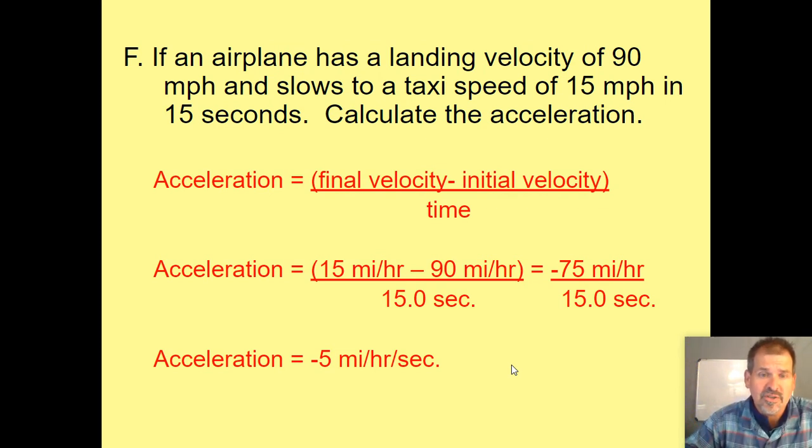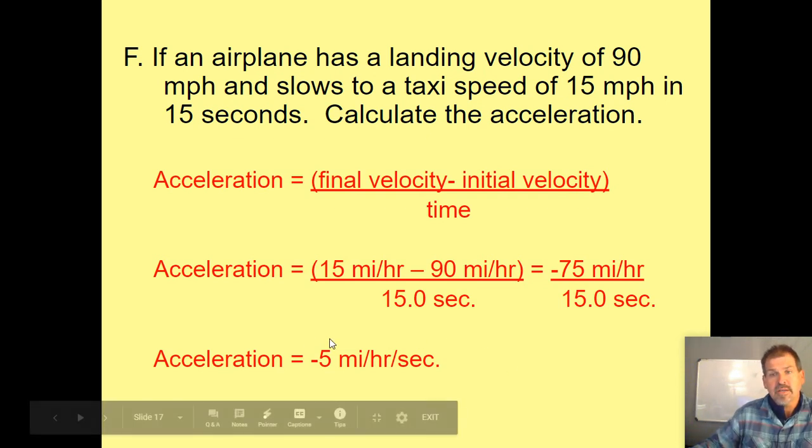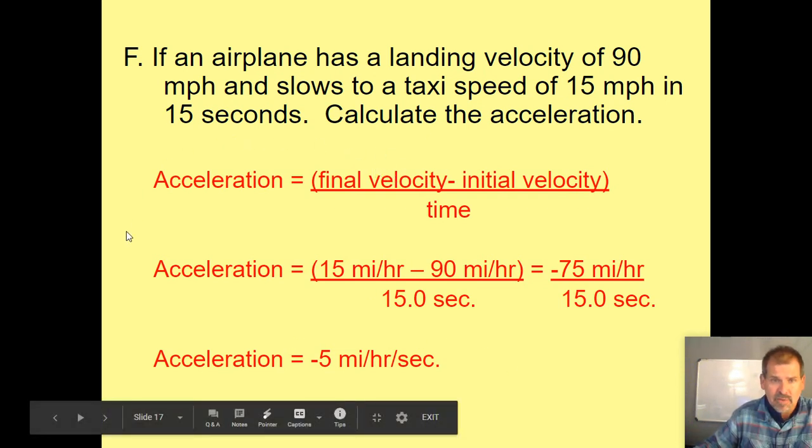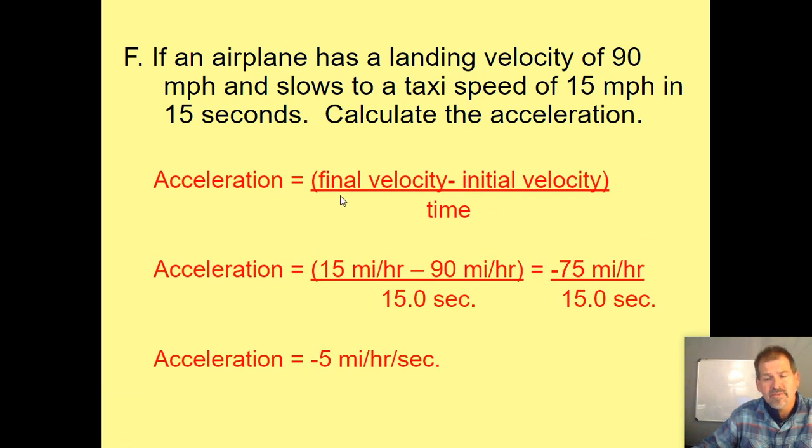What is our change? What is our acceleration? Okay, so again, think of our formula. I want you to write this one down. Our final velocity minus our initial velocity divided by time. All right, so what's our final velocity? Our final velocity was 15 miles per hour in some direction. Our initial velocity was 90 miles per hour. That's what it was when we landed. Okay, so 15 minus 90 equals negative 75. And our total time was 15 seconds.